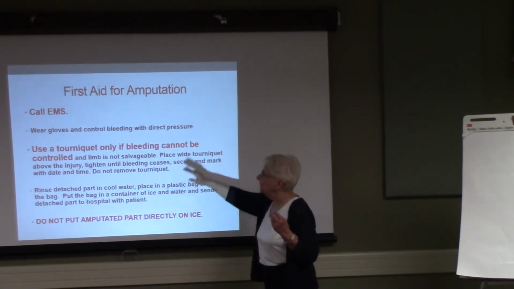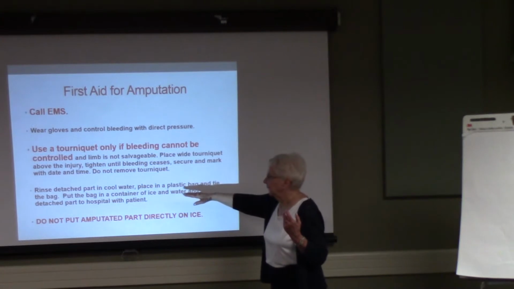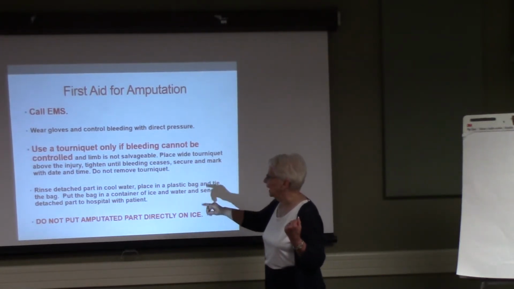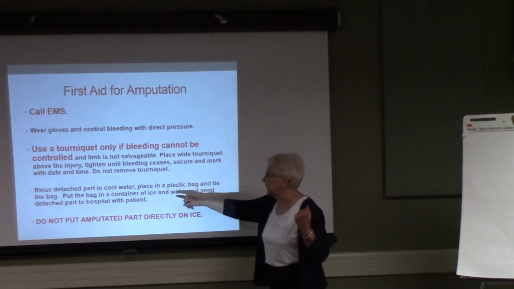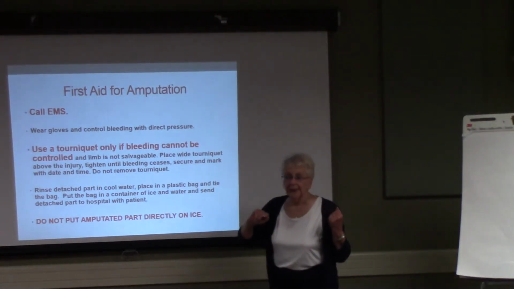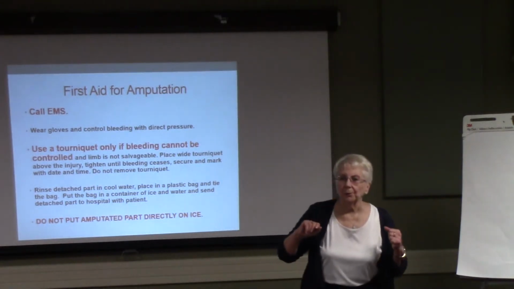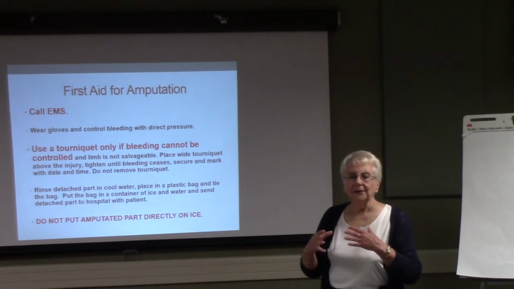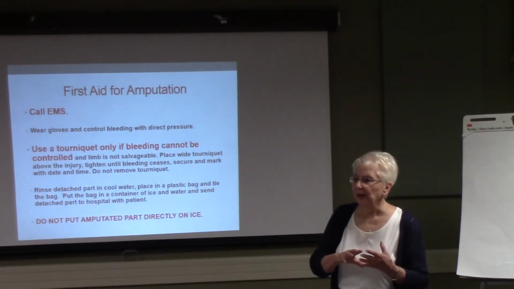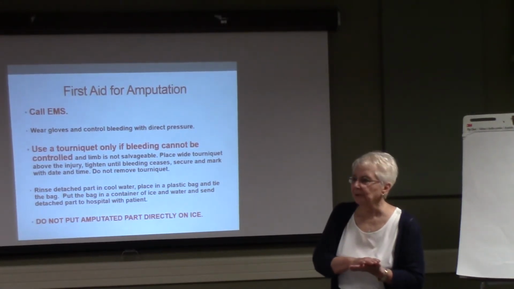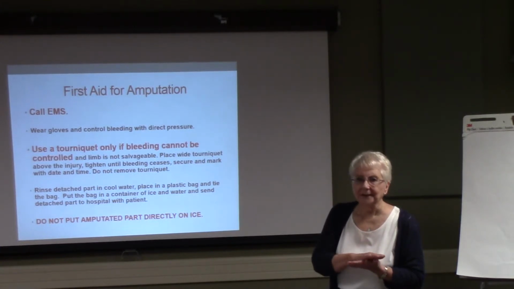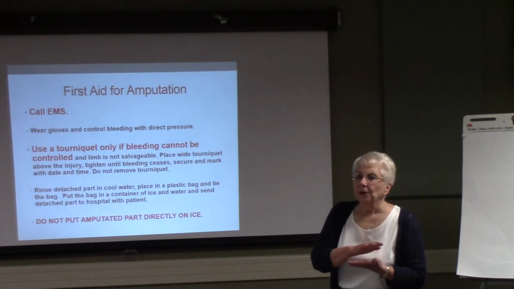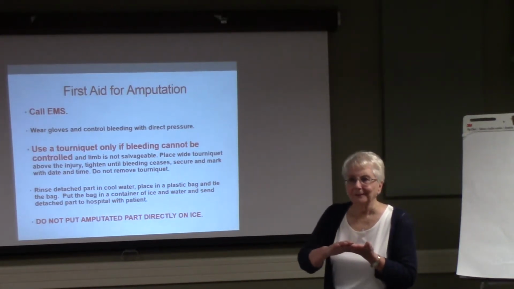Now, if we've got an amputated part, let's say it's a finger, rinse the detached part, put it in a plastic bag, tie the bag, and then put it in a container of ice and water and send to the hospital with the person. We never put anything directly on ice. We never put an ice pack directly on skin because it can destroy tissues. All right? You put something underneath it.